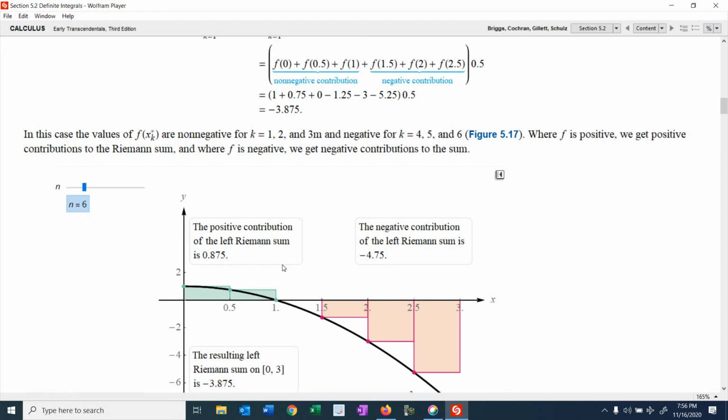So overall, the entire left Riemann sum for this function with 6 subintervals is going to be 0.875 minus 4.75, which is negative 3.875. And that's our left Riemann sum for this function on the interval from 0 to 3 with 6 subintervals.